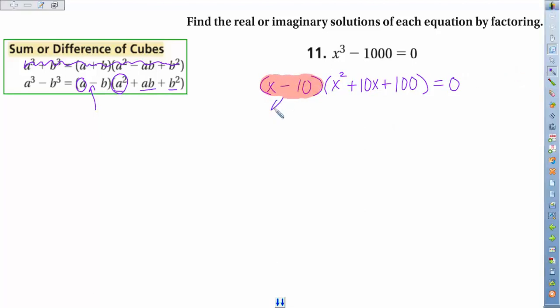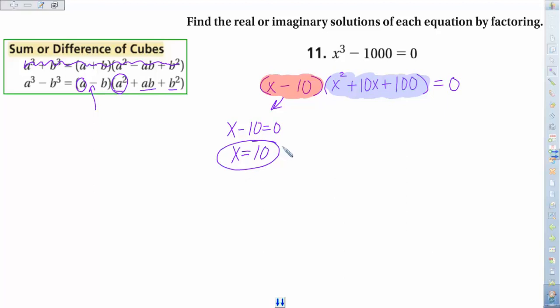So, based off of that, we have this guy times this guy right here. And if both of those two things multiply together to give you 0, what must be true is that x minus 10 could be 0, and that leads us to one answer of x equals 10. Boom. There's one out of the 3 answers that we have. We're going to have one real answer, and we're going to have 2 imaginary answers.